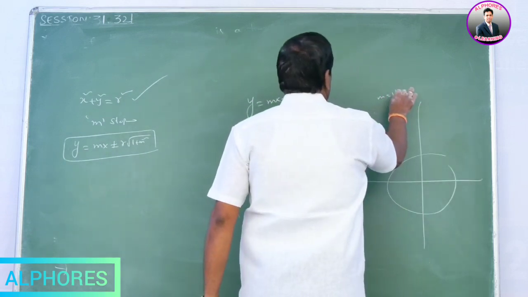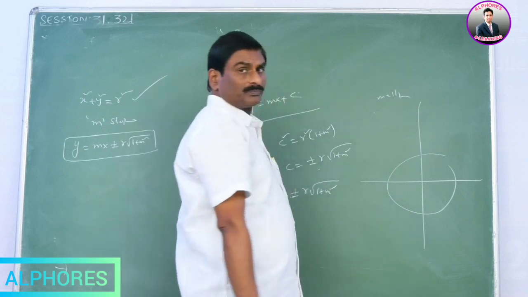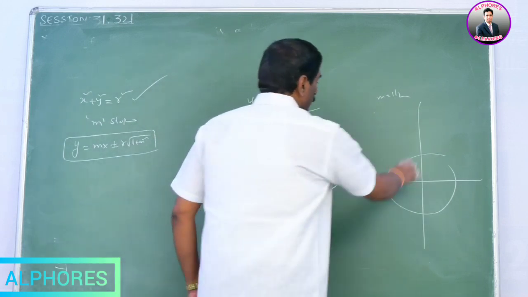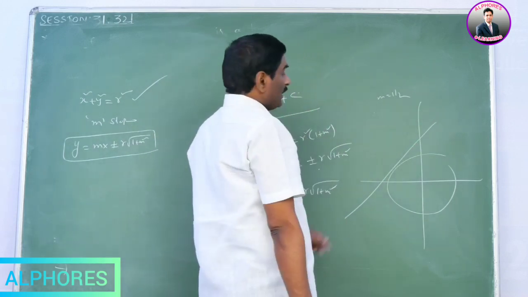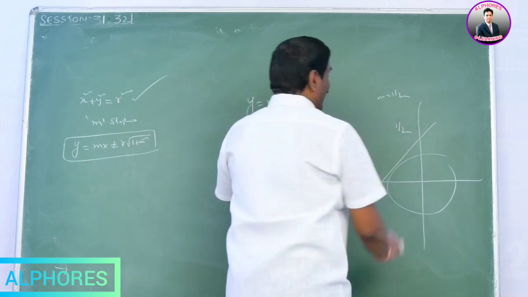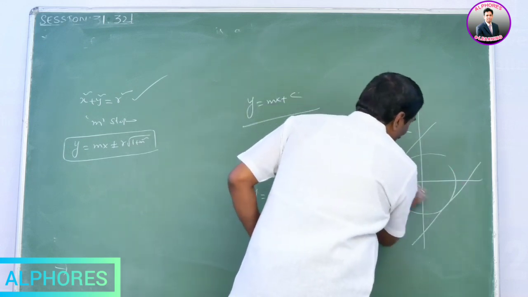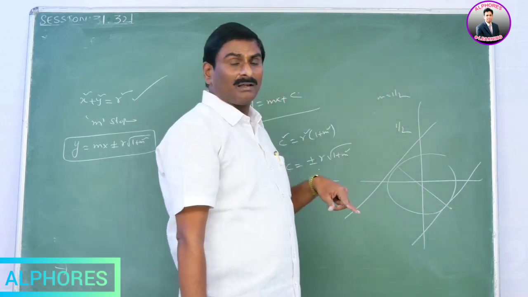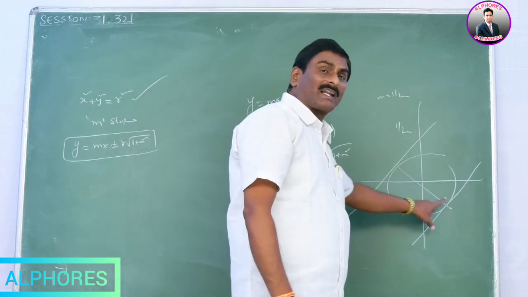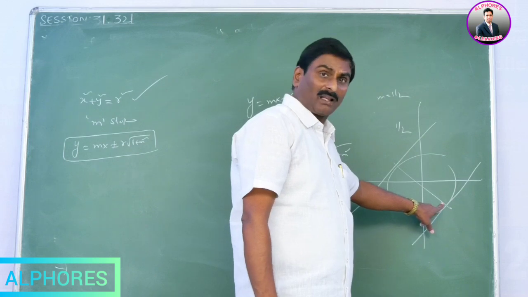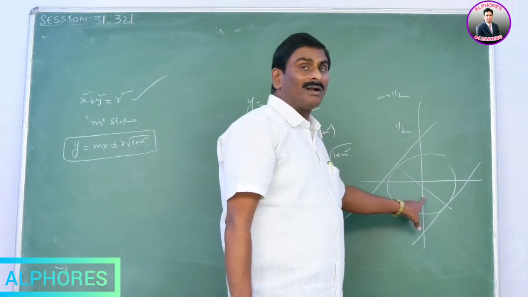Suppose slope m is equal to 1 by 2. Suppose one of the tangents is this way, with slope 1 by 2. The same parallel tangent exists in this other direction. These two are parallel. The tangents at the extremes of the diameter of the given circle are always parallel. That means there exist two tangents.